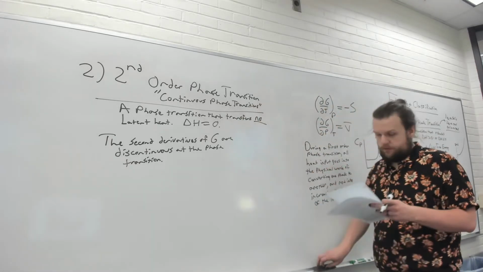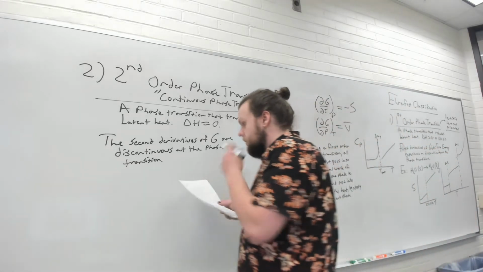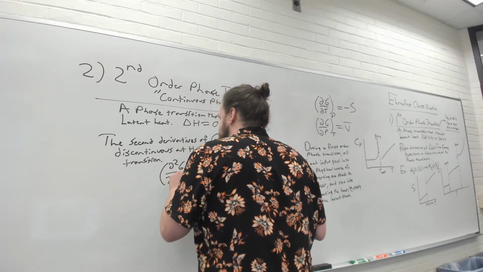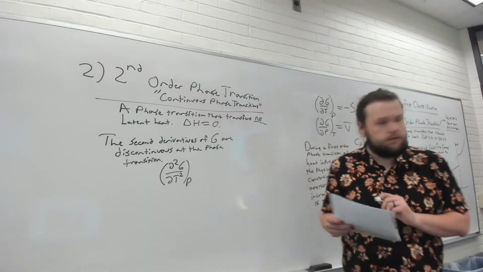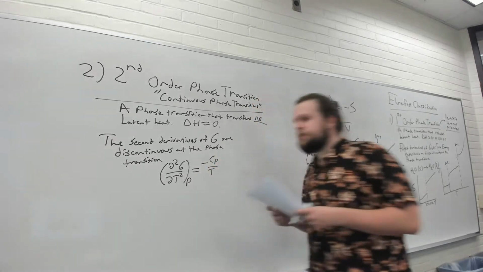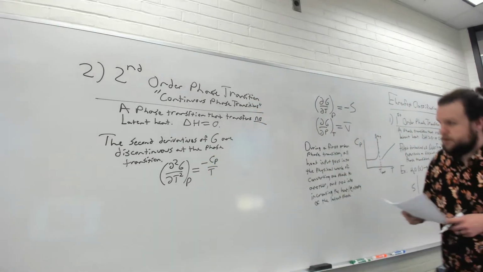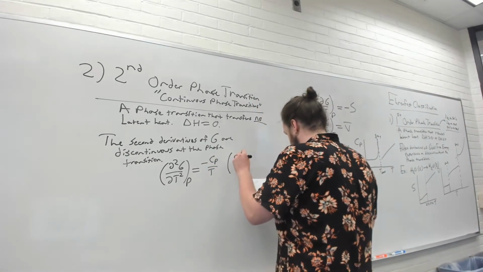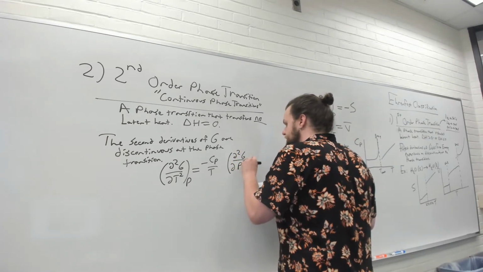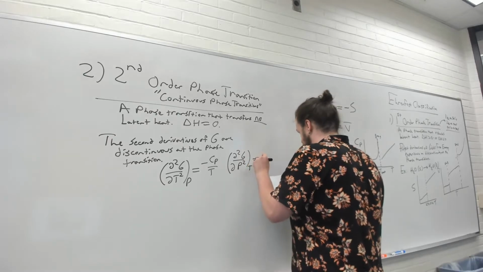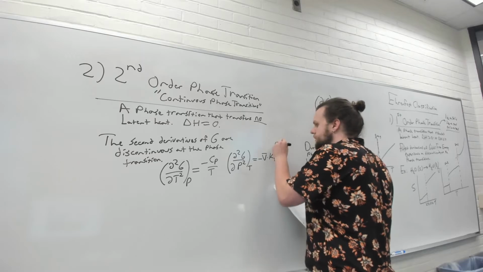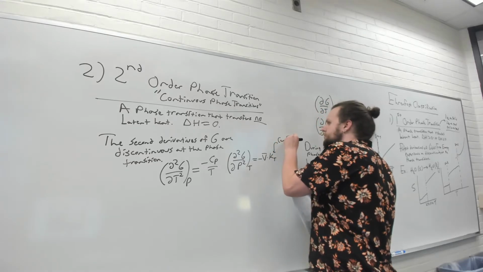So for instance, the second derivative of Gibbs with respect to temperature at constant pressure is the heat capacity divided by temperature. And the second derivative of Gibbs with respect to pressure at constant temperature is equal to minus the molar volume times the compressibility. How compressible the system is.